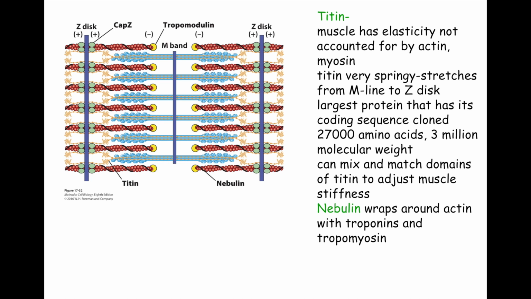You make different versions of it in different muscles, and that adjusts your muscle stiffness. And then nebulin here wraps around the actin filament and helps to stabilize it. Not even shown on here are the troponins and tropomyosin that we talked about before. So it's a very complicated array of proteins in your muscle cells that allows contraction.